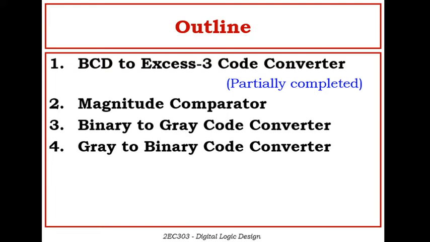So we reach up to the K-map. We have simplified the Boolean expression and we will have a gate level circuit. Then after, another example on combinational logic design is discussed, that is magnitude comparator.